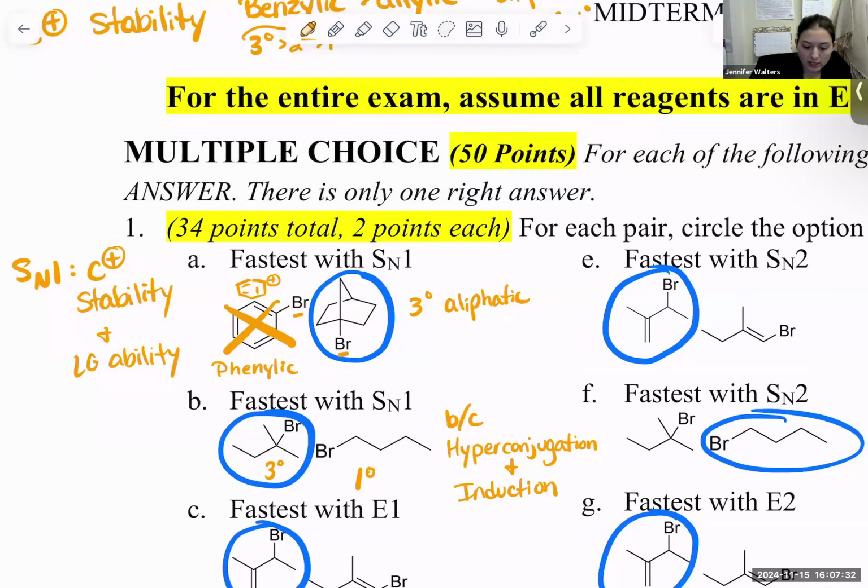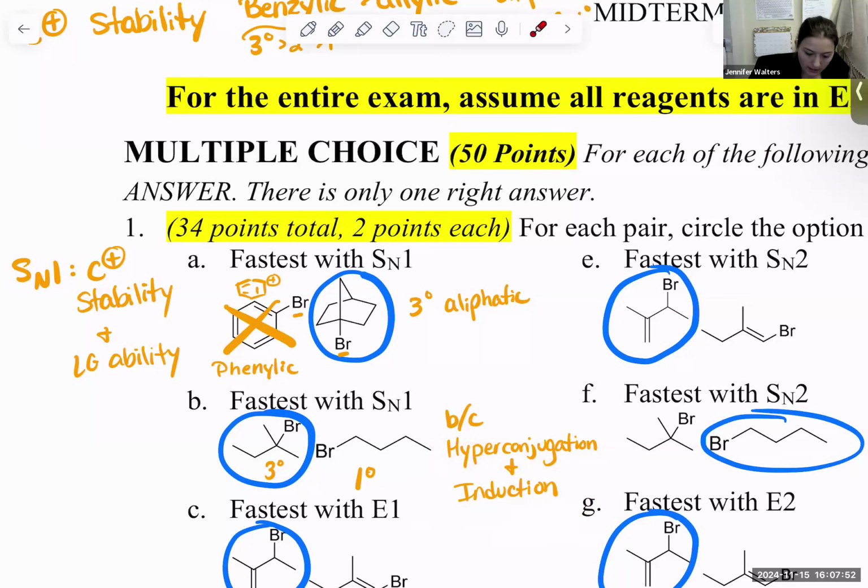So remember that hyperconjugation is the delocalization of electron density through space. That was from that sigma bond to the empty p orbital. And then induction is going to be through the sigma bond itself. So that's why they kind of work in concert together.